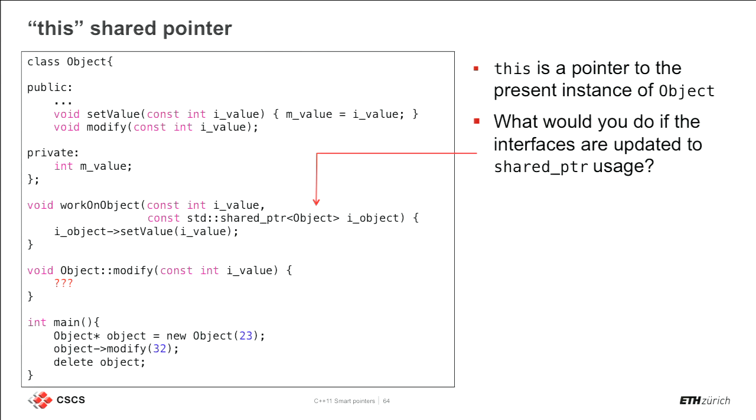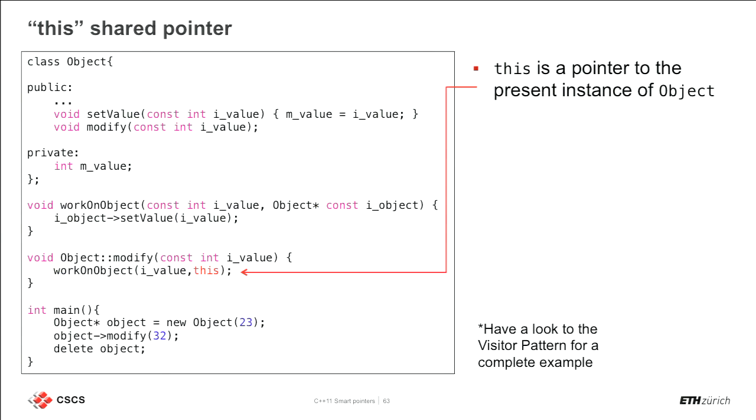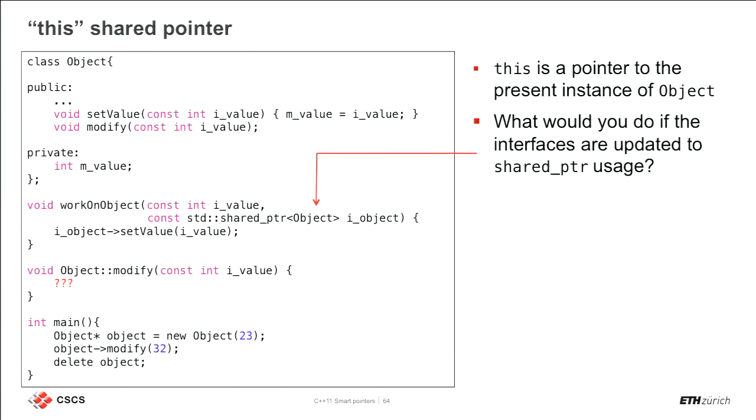The problem here is, of course, that you have this modify function that in the old version gives as input to workOnObject this raw pointer, but this raw pointer cannot be used in the new version of workOnObject, because in this case the function expects a shared pointer. So the question here is, what would you do if the interfaces are updated as I've described? The problem is that you have to decide how to create a shared pointer here so that you can provide it to the workOnObject function. Any idea?